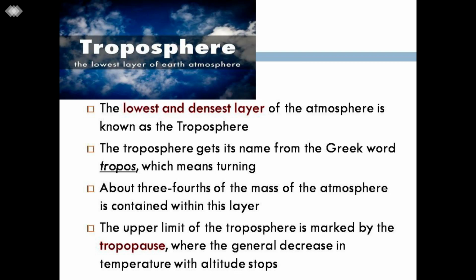The troposphere gets its name from the Greek word tropos, which means turning. This is because all the weather changes that we experience take place in the troposphere. The upper limit of the troposphere is marked by the tropopause, where the general decrease in temperature with altitude stops. Basically, the tropopause is the boundary in the Earth's atmosphere between the troposphere and the stratosphere.